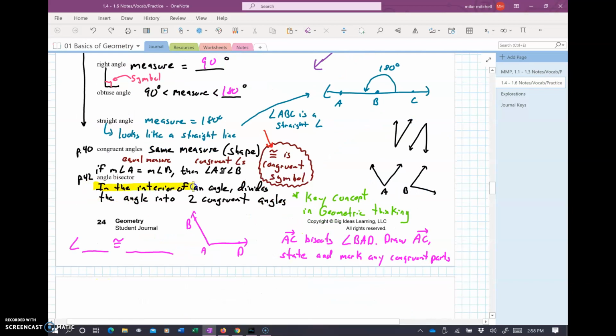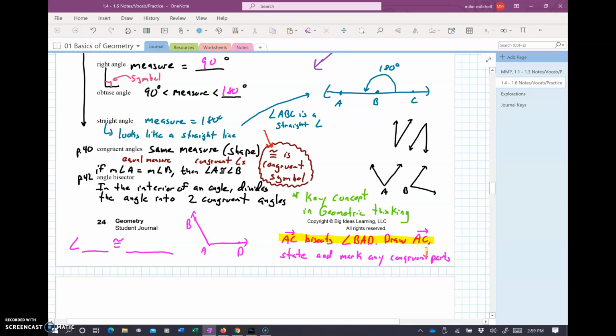In the interior of an angle, it divides the angle into two congruent angles. So an angle bisector is just like the segment bisector we had last section. It divides an angle into two congruent angles. So we've got this problem in pink down here. AC bisects angle BAD. Draw AC, state and mark any congruent parts.